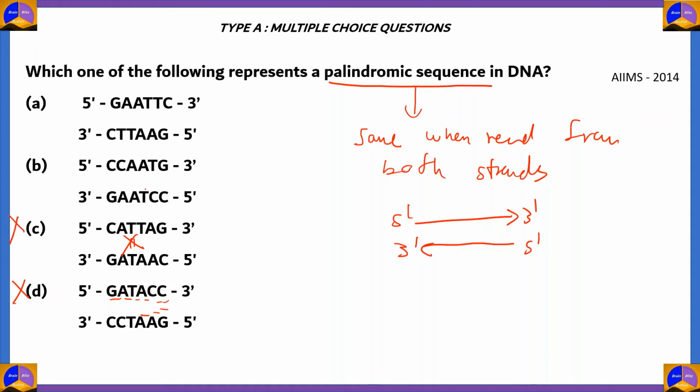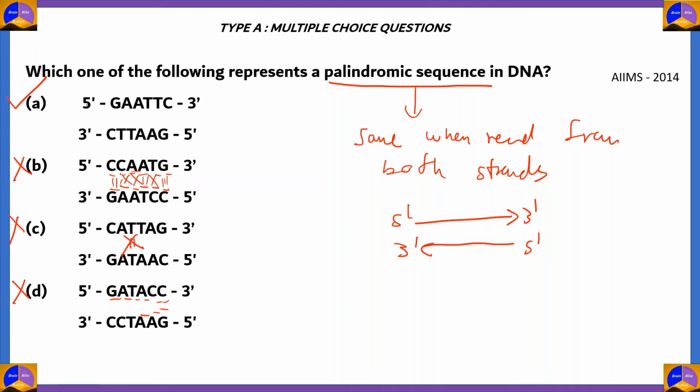What about option B? The first strand reads CCAATG. However, the second strand reads CCTAAG. So they're not palindromic. That is reason number 1. And reason number 2 is some of the bonds are not correct. I mean, G bonds with C, but T does not bond with C. A bonds with T, but A does not bond with A. A does not bond with C. So there are a couple of errors that way as well. So option B is incorrect.